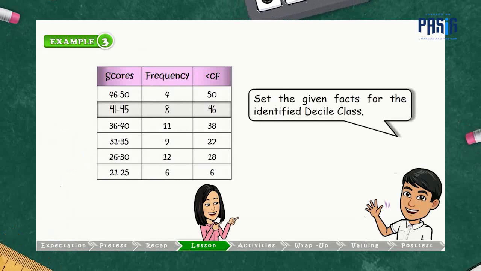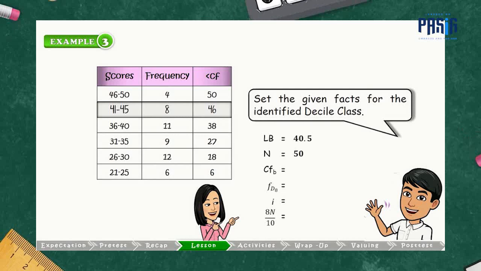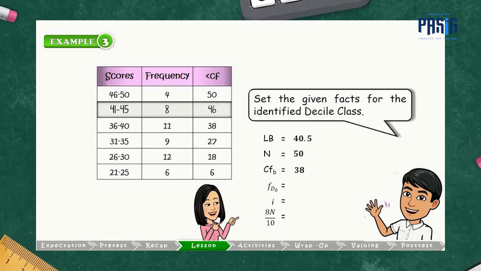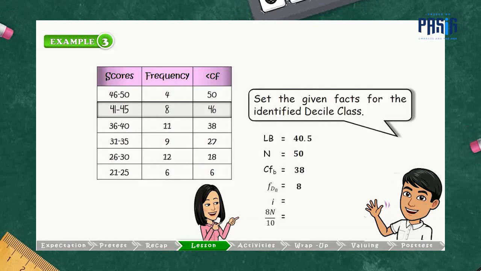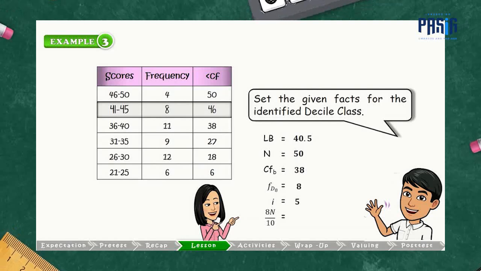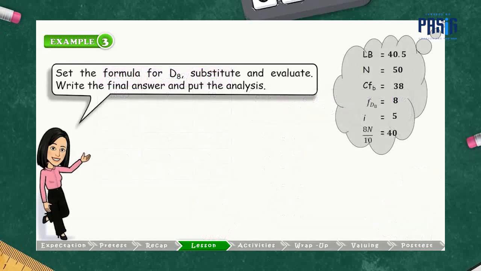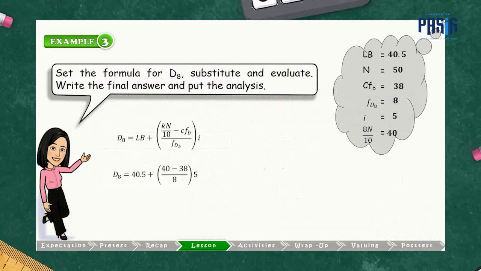Let us write the value of the lower boundary and the total number of frequency. How about the cumulative frequency before the 8th class? The frequency of the 8th decile class. What is the size of the class interval? And last, kn over 10 or the position of the 8th decile. For the last step, set the formula for D sub 8, substitute and evaluate.